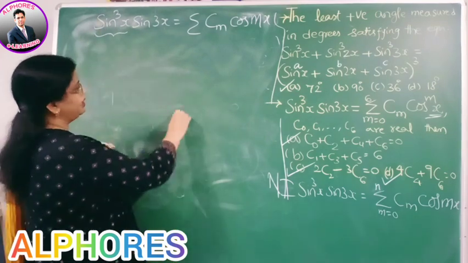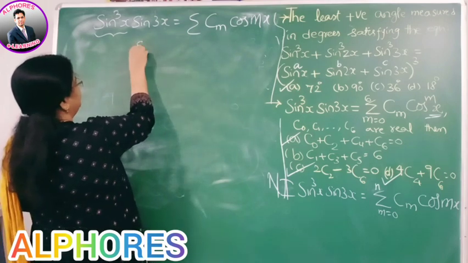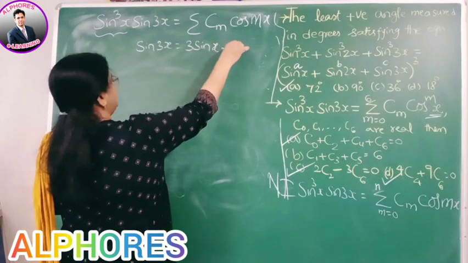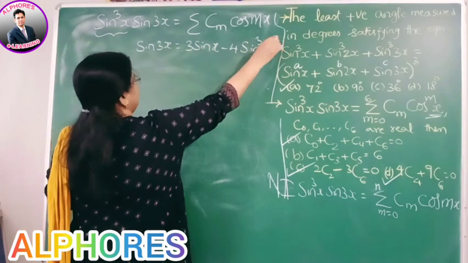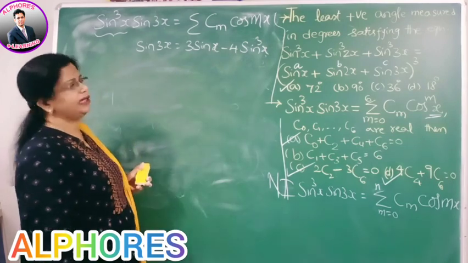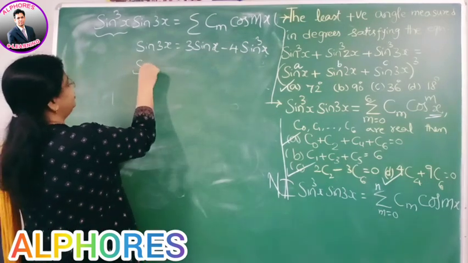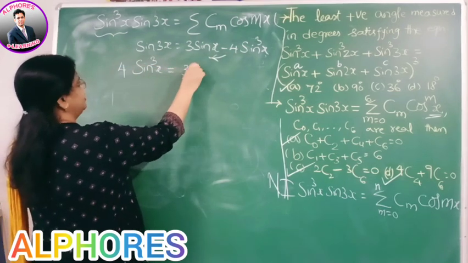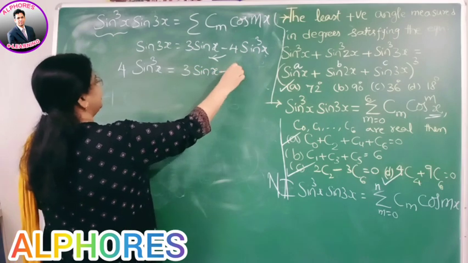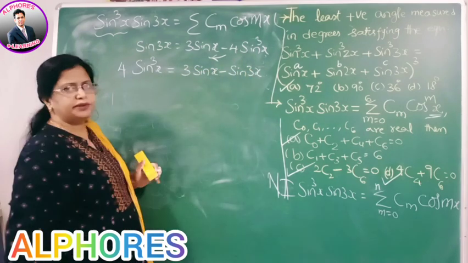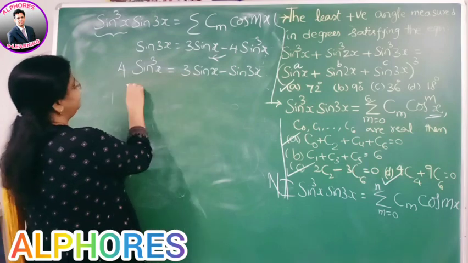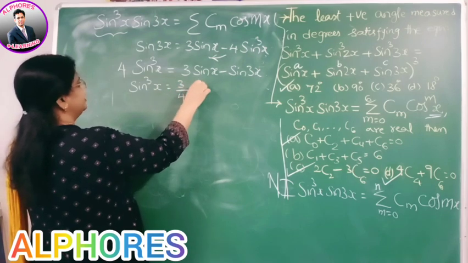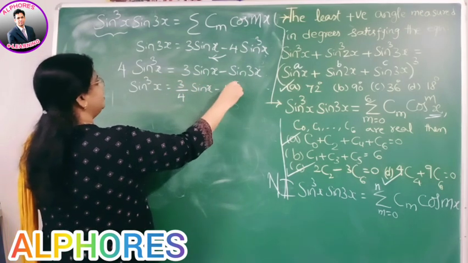Now you have the sin 3x formula. What is our sin 3x formula? It is 3 sin x minus 4 sin cube x, right? And now from this we will consider the sin cube x value. So if you take this side, then 4 times sin cube x is 3 sin x minus sin 3x, understand? In this way you got it. Now I will divide by 4, then sin cube x equals 3 by 4 into sin x minus 1 by 4 times sin 3x.